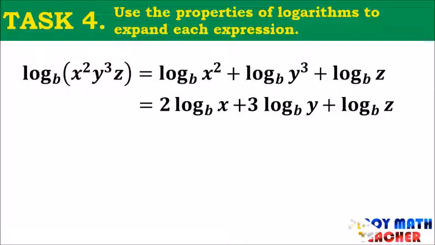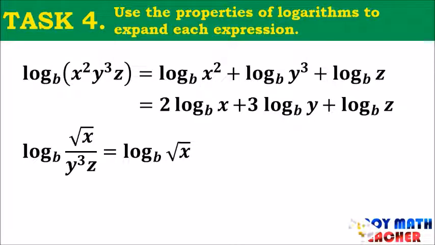Next natin, so given logarithm of square root of x over y cubed times z to the base b. So ang gagamitin natin dito ay logarithm of a quotient dahil yung argument natin ay fraction. Para doon sa denominator na y cubed times z, ang gagamitin natin doon ay logarithm of a product. Kaya lang pareho silang negative dahil sila ay nandoon sa denominator. So we have logarithm of square root of x to the base b minus logarithm of y cubed to the base b minus logarithm of z to the base b.